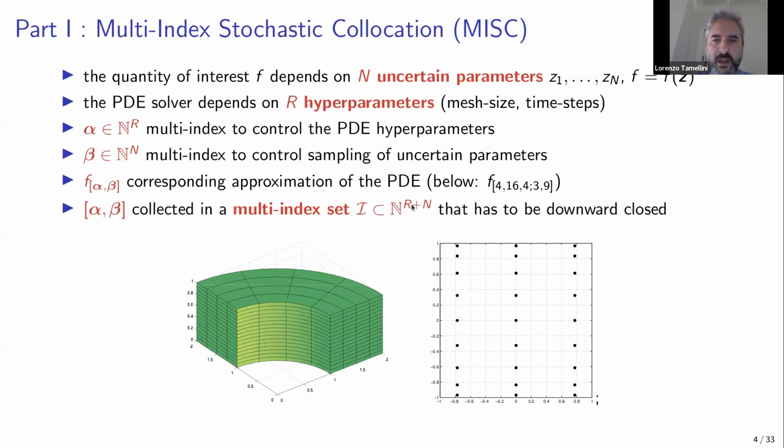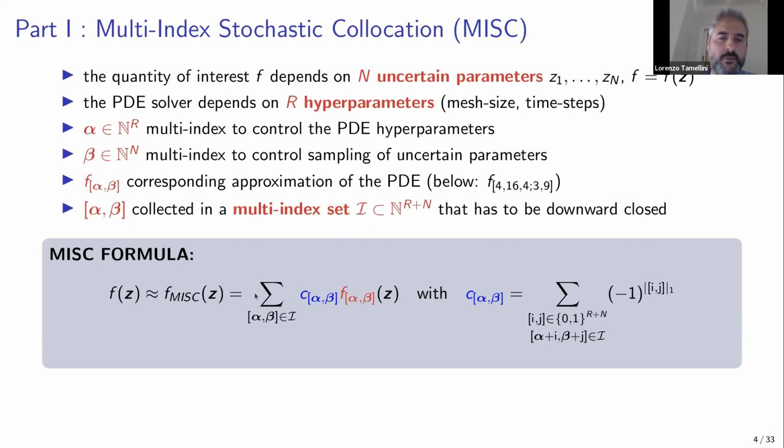Each multi-index has R plus n components, and this multi-index set that collects all of these discretizations has to be downward closed. Then I write down the usual combination technique formula, usual for those who are familiar with it. For those who are not, it doesn't really matter. It's just a matter of putting together a whole bunch of different possible approximations. Rather than running just one, I run many of them, but each of them is substantially cheaper because I never refine everything simultaneously. Then I put everything together with these combination coefficients C, for which I have a formula. Given the set, I get the coefficients C, I run the simulations and I get the approximation.